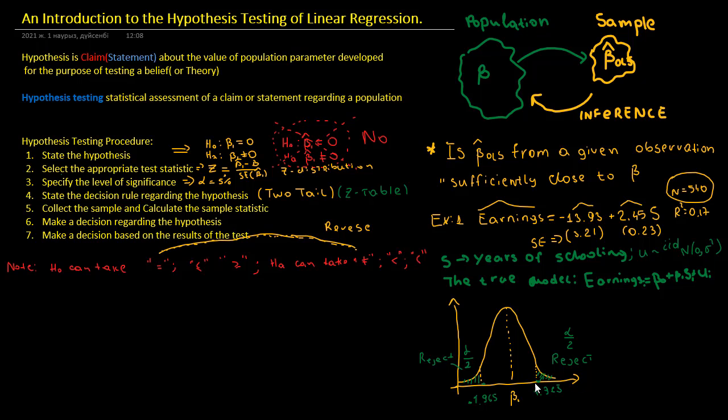Step 5: collect the sample and calculate the sample statistic. We calculate the z value. The z value is equal to 10.65.